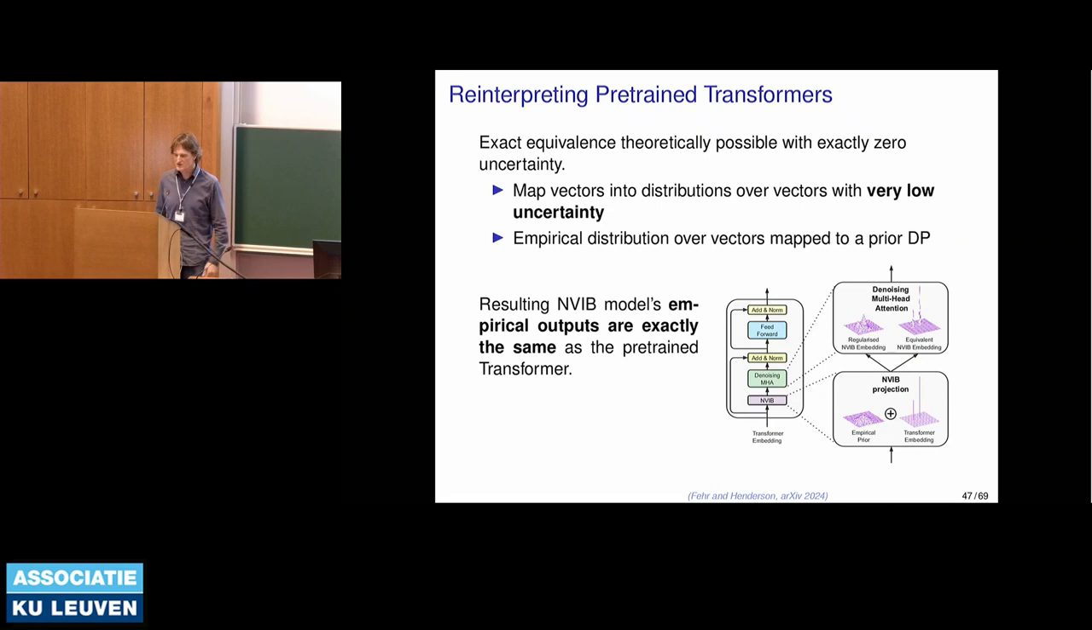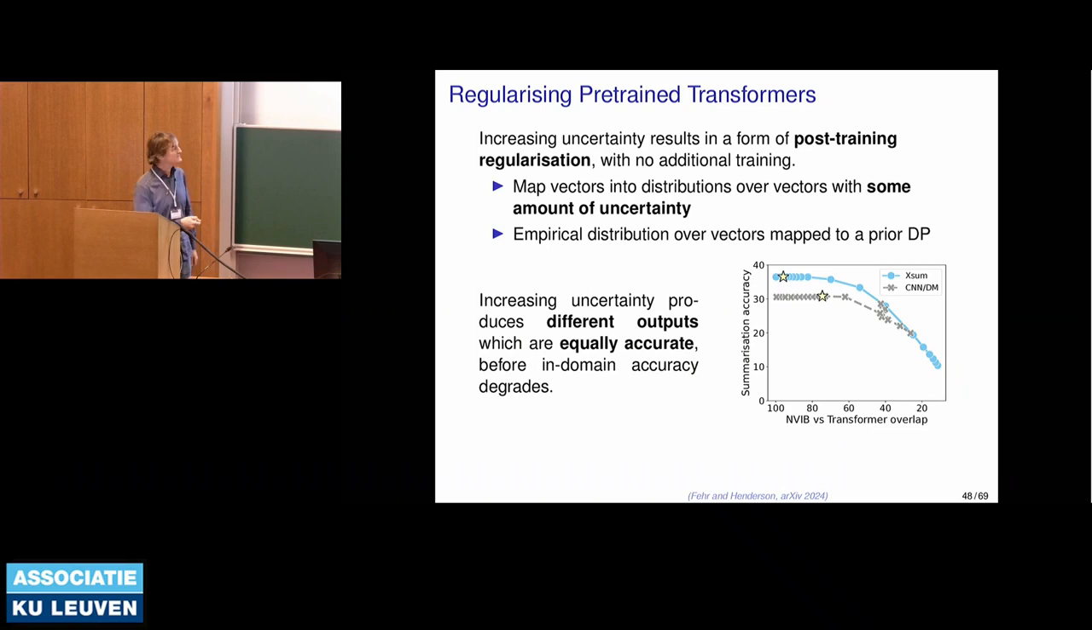Okay, so the first thing we want to try is, what if we just have very low uncertainty, non-zero but low, do we get exact equivalence? And we do get exact equivalence. We predict exactly the same outputs as for the original transformer. And we see that in this plot by these points that are at 100%. So this is how much overlap there is between the original transformer and this new mapping into NVIB. And because it's exactly the same predictions, it's also exactly the same accuracies. This is a summarization model.